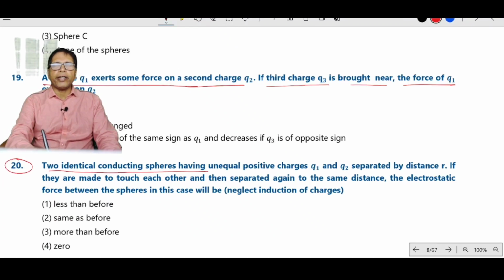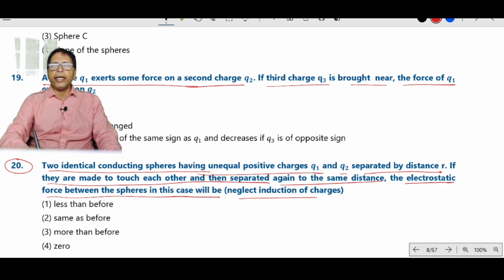Now question number 12. Two identical conducting spheres having unequal positive charge Q1 and Q2 are separated by a distance r. If they are made to touch each other and then separated again by the same distance, the electrostatic force between the two charges, neglecting inductive charges, is more than before.